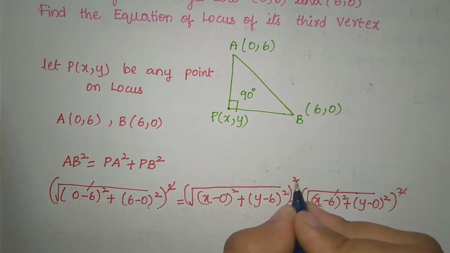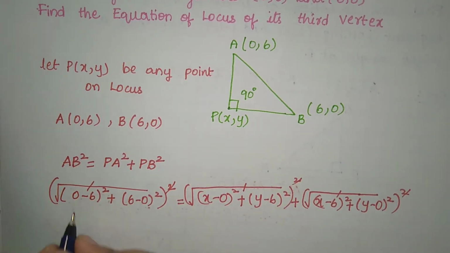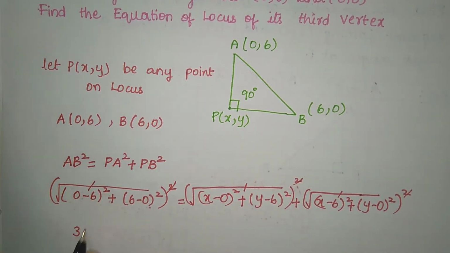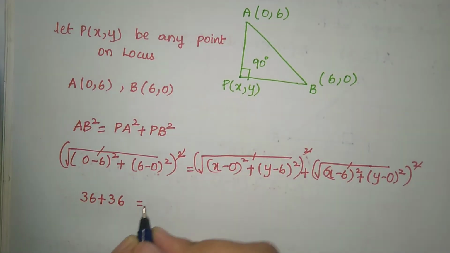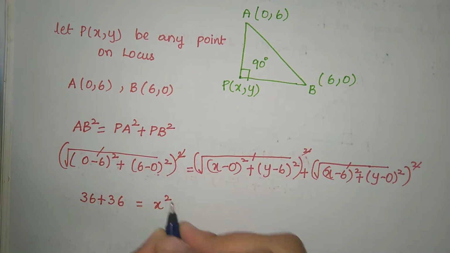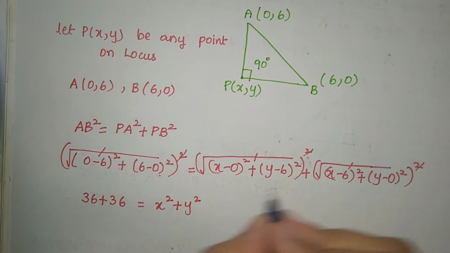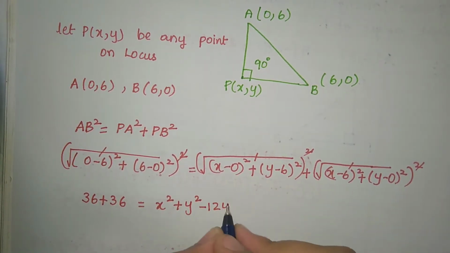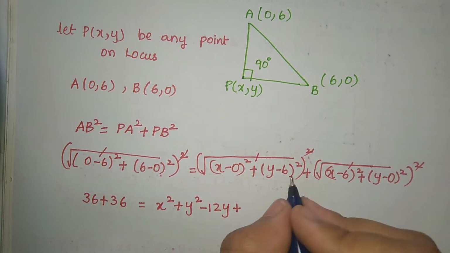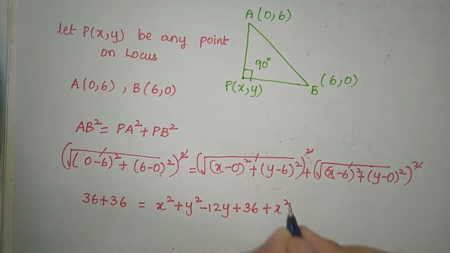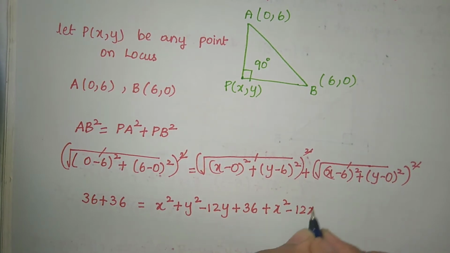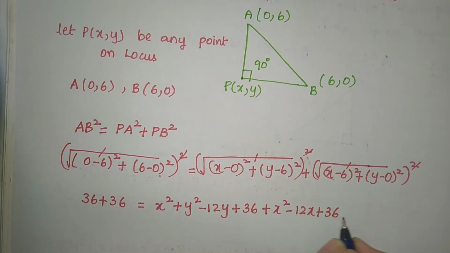Square and root will get cancelled. So 6 square is 36, plus 36, is equal to x square plus y square minus 12y plus 6 square is 36, plus x square minus 12x plus 36 plus y square.